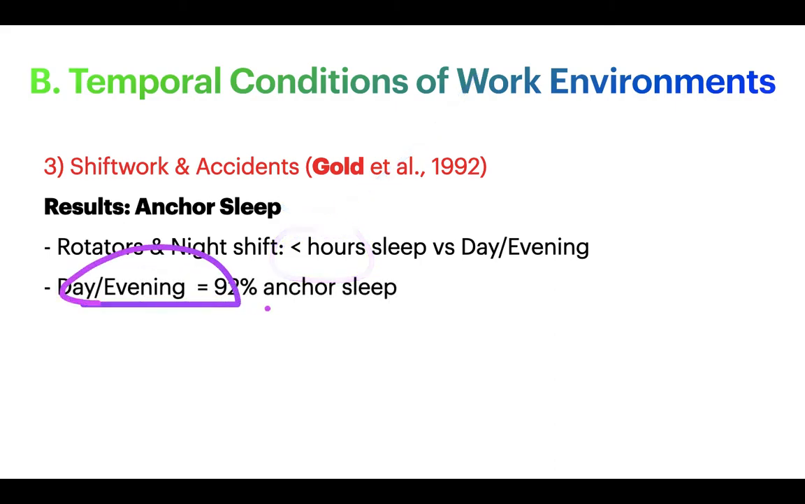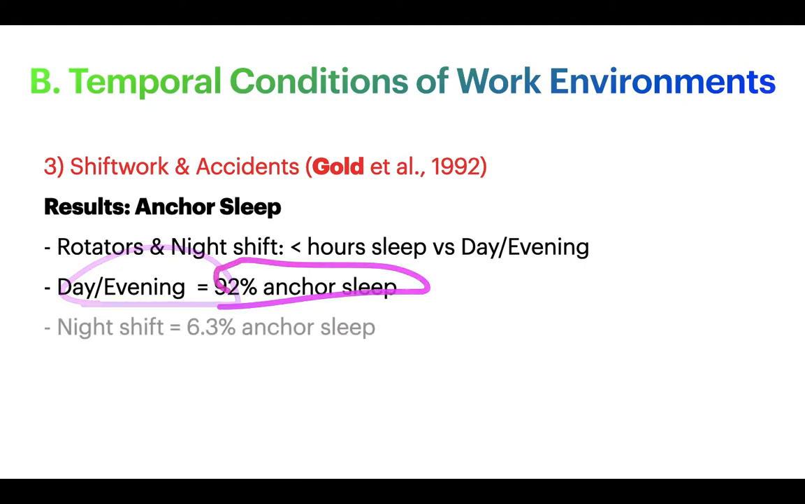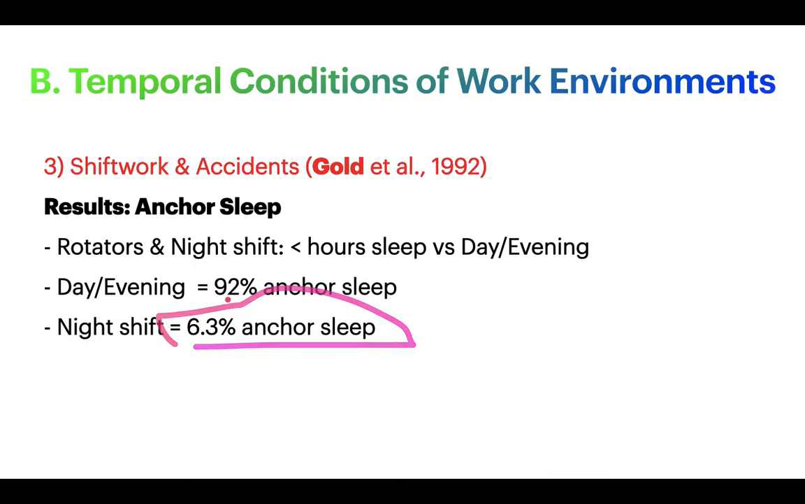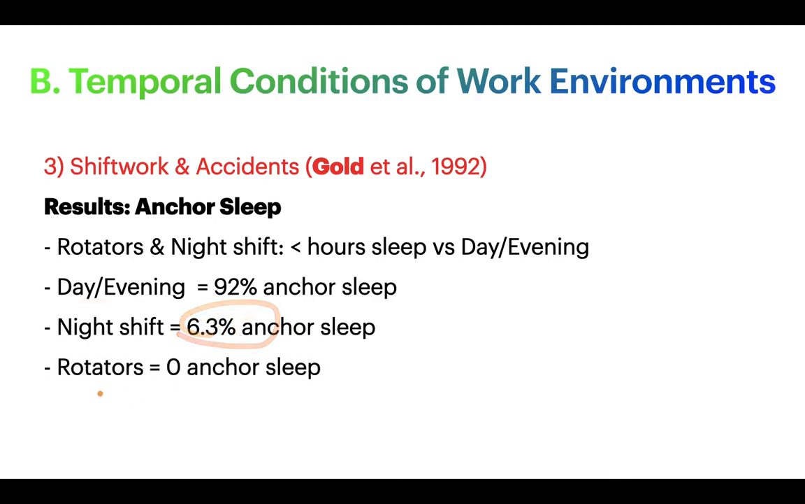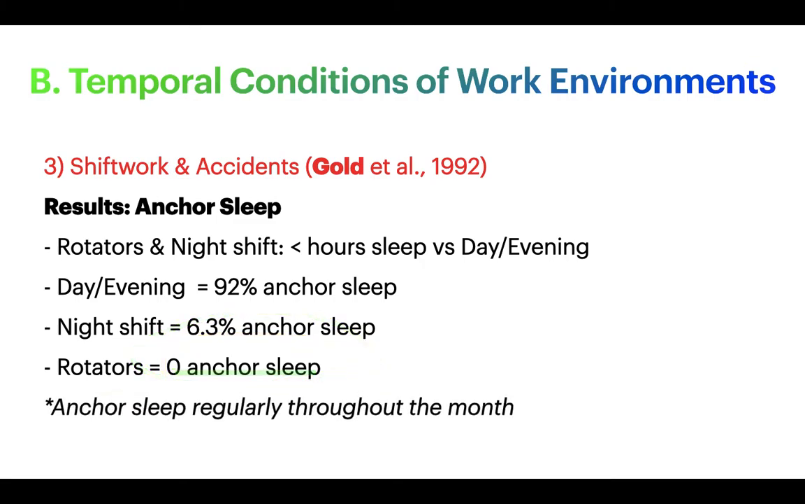People in the day and evening work get 92% of anchored sleep, so that's good. Night shift workers, only 6.3%. So there's a big difference, right? People who work in the daytime get great sleep. People who work at night don't get very good sleep. Rotators got 0 anchored sleep. So people who rotate shifts a lot don't really sleep for 4 hours uninterrupted, right? Anchored sleep was measured regularly throughout the month.